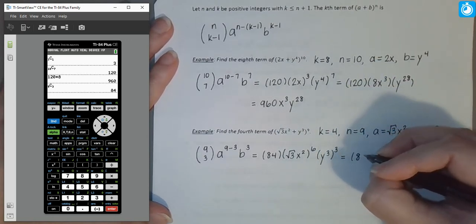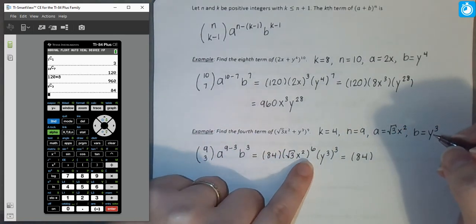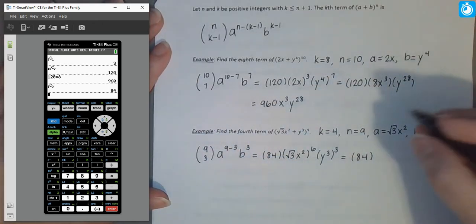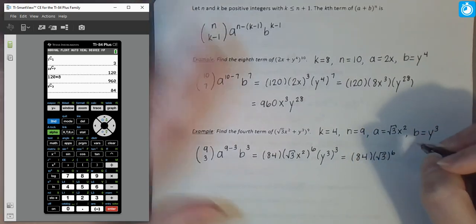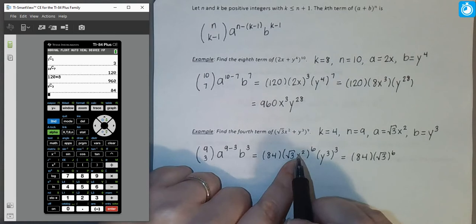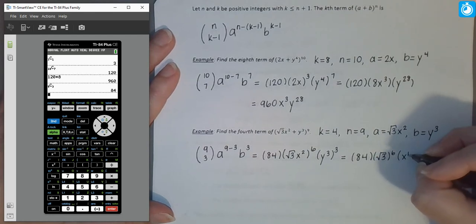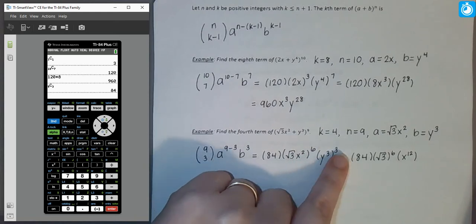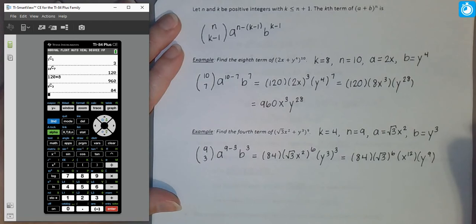So we have 84. Okay, now for this next one, I want to sort of write it out separately, and again, we'll go back and we'll look at that radical individually. So we have to take the square root of 3, and we have to raise that to the 6th power. And then we also have to take x squared and raise it to the 6th power. Now that part we can do. So we're just going to multiply the power by the power. So that's going to be x to the 12th power. And then y cubed is going to be y to the 9th power.